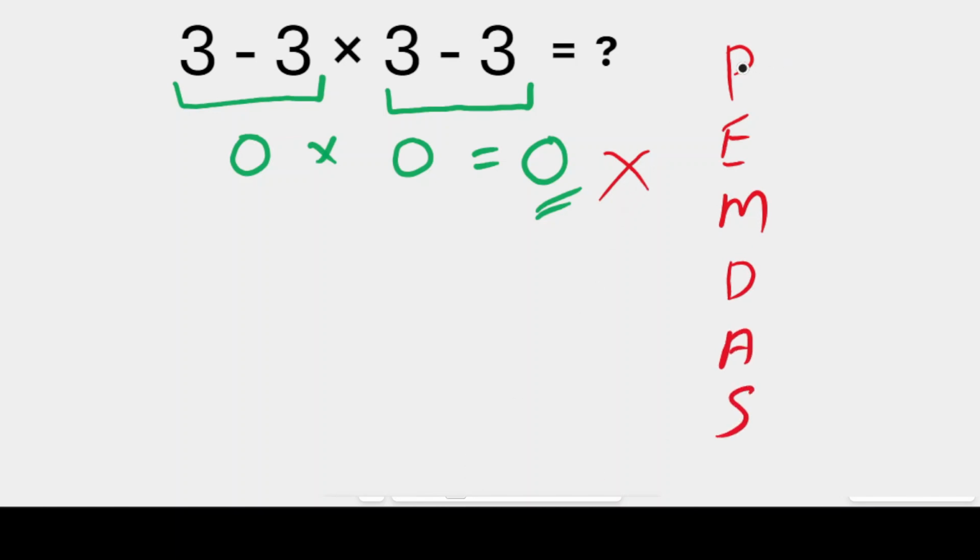According to PEMDAS rule, parentheses have higher priority, then exponential, then multiplication and division have the same priority, then addition and subtraction have same priority.